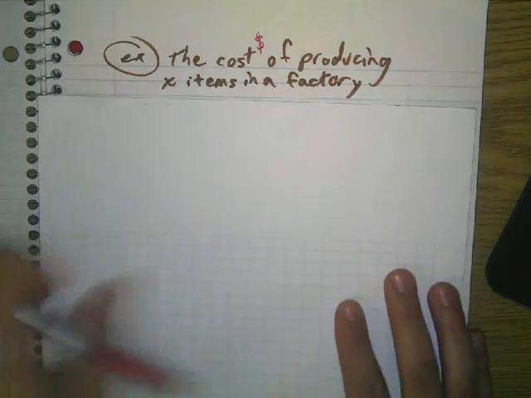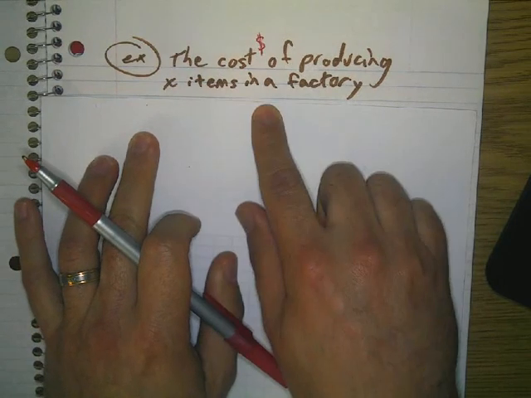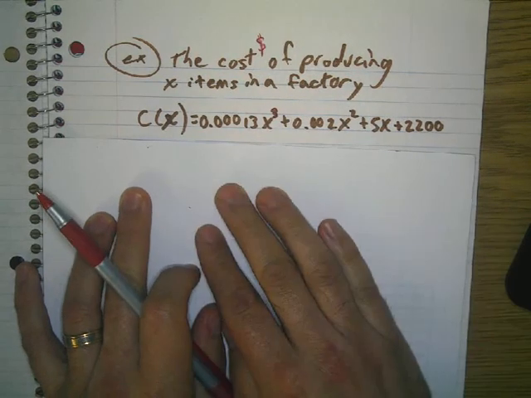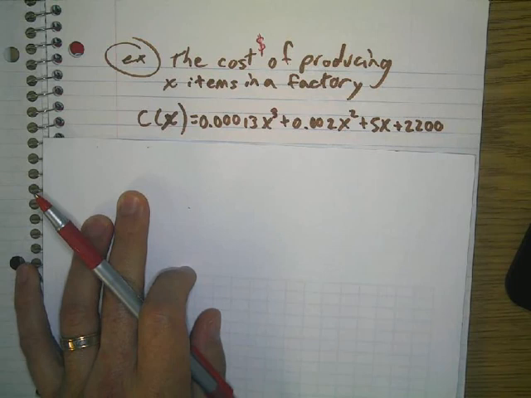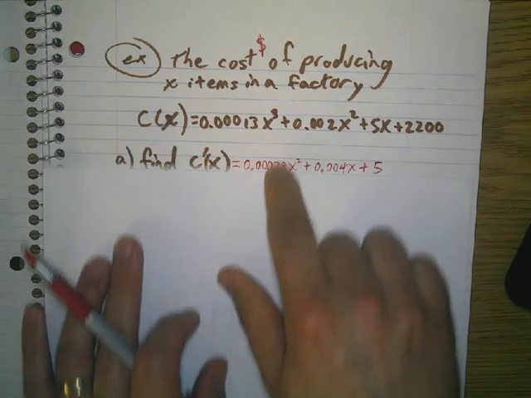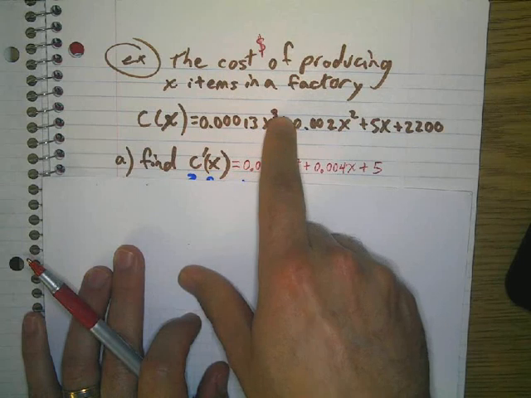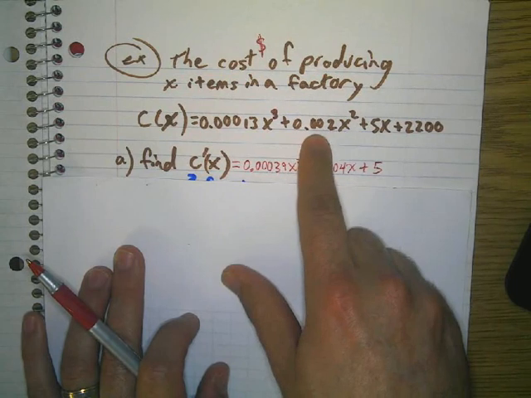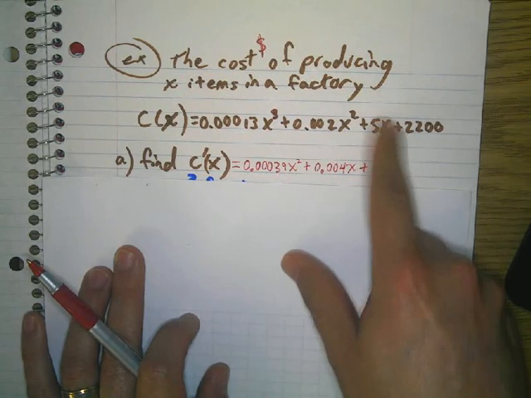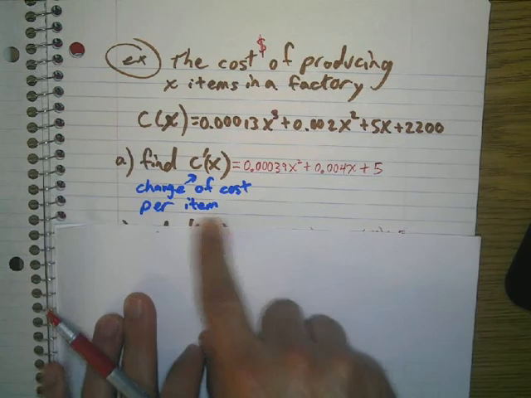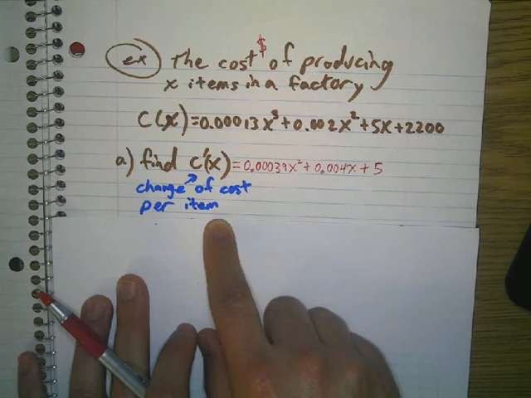Okay, so the cost of producing x items in a factory is written by this equation. This is the example in the book on page 597. Now if I want to find the derivative, well, we know we bring the 3 to the front and multiply it by the 13. Bring the 2 to the front and multiply it by the 0.002, and this just becomes 5, and that goes away, right? So this is the change of the cost per item, how it's changing.